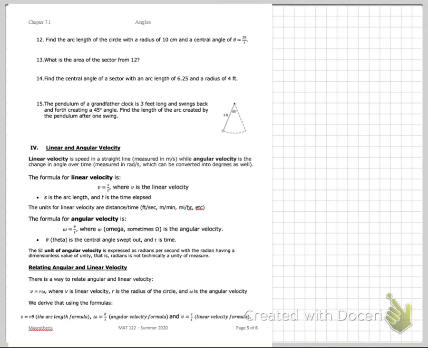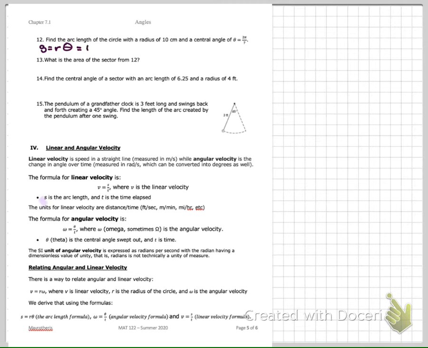Okay, and here we are, section 7.1 angles, page 5 of the notes. So we just covered formulas for arc length and area of a sector, and so these are going to go pretty quick here. We are going to start by listing the formula for arc length. Our arc length is S. And we find the arc length by multiplying the radius by the angle theta.